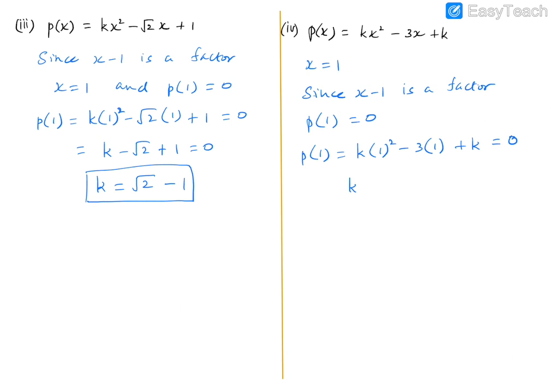Okay, so now we have k into 1 square is k, minus 3, plus k equals 0. So k plus k is 2k, minus 3 equals 0. In other words, we take the 3 to the other side, so minus 3 becomes plus 3. So 2k equals 3, or k equals 3 divided by 2, which is 1.5. So we are able to solve for k, given that the binomial x minus 1 is a factor, in which case the remainder is equated to 0, and solve for k. Okay, so this is the procedure.